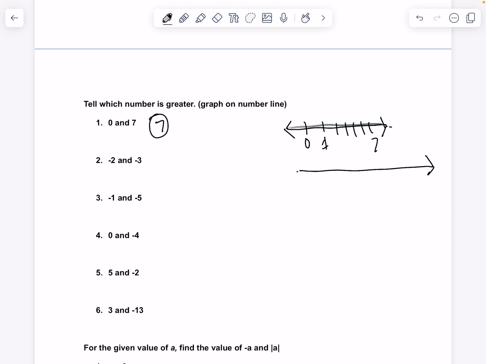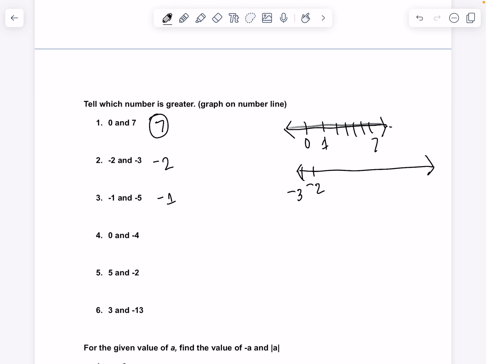So -2 and -3. -2 is further right than -3, so -2 would be greater. For negative numbers, the smaller or the larger negative number is always the one that is closer to 0. So -1 is right next to 0, so it will be greater than -5.